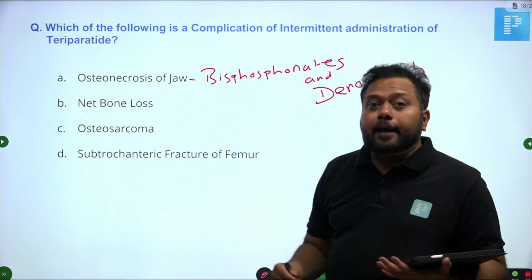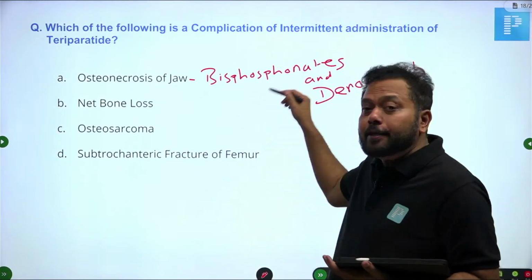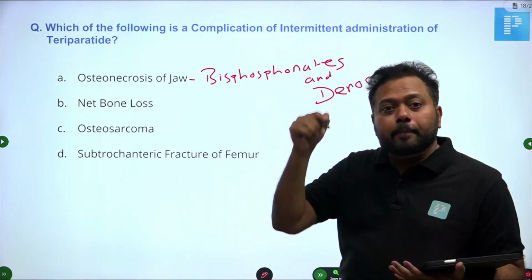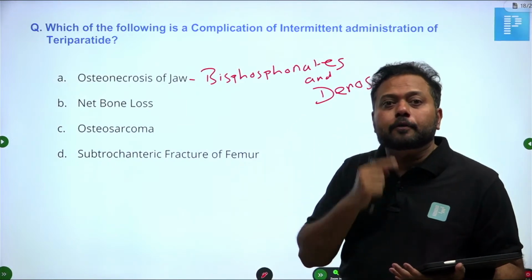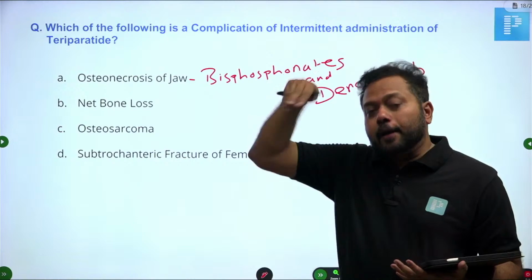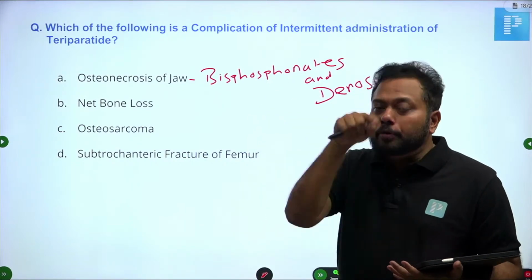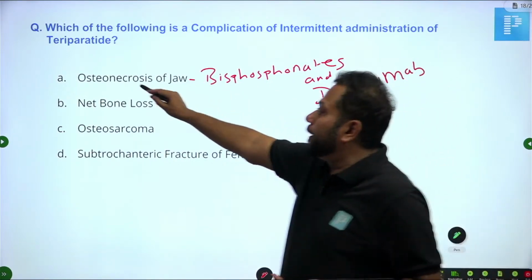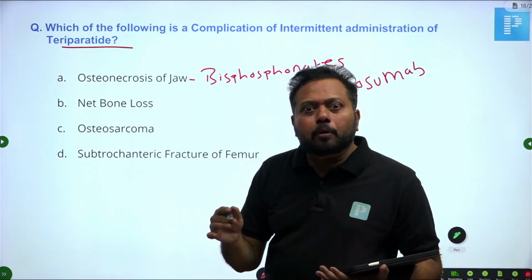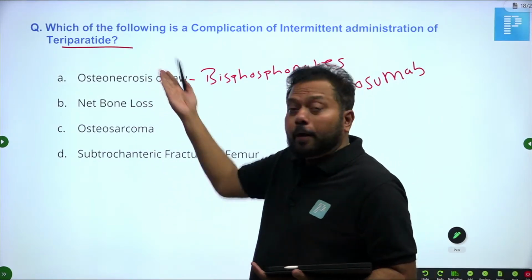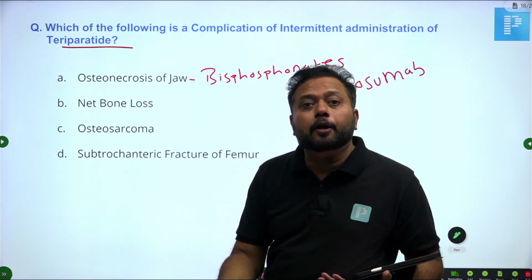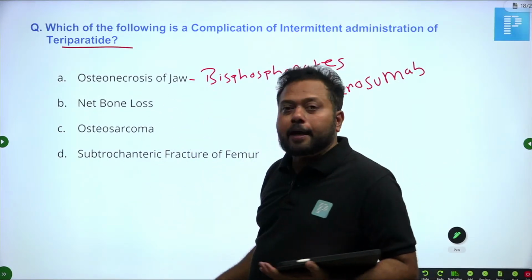Your teriparatide is used to treat medicine-induced osteonecrosis. Which medicine is inducing osteonecrosis of the jawbone, mandible? Your bisphosphonates and denosumab. So, drug-induced osteonecrosis of the jawbone treatment given is teriparatide. It won't cause net bone loss. Net bone loss is osteoporosis. Teriparatide is a drug of choice for postmenopausal osteoporosis and corticosteroid-induced osteoporosis. So, this is not the answer.